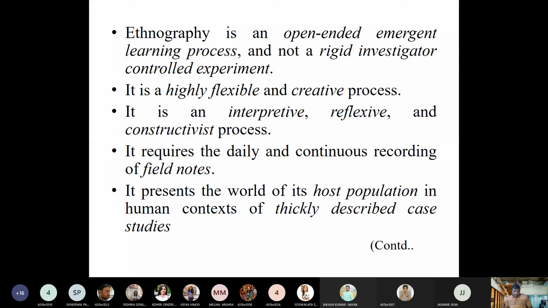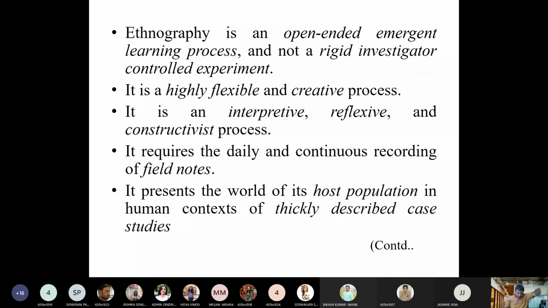It is an introspective, reflexive, and constructive process, and it requires the daily and continuous recording of field notes. In ethnographic research, you have to write the field notes every day. That's why I told you from the very beginning that while we are doing ethnographic research, we always use field notes. I always tell my students to go for field notes because field notes help a lot. While we write something in the field notes, we can remember it, and you can use those field notes later on in life.